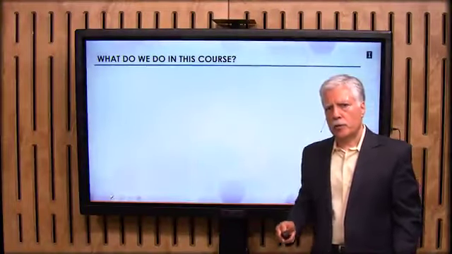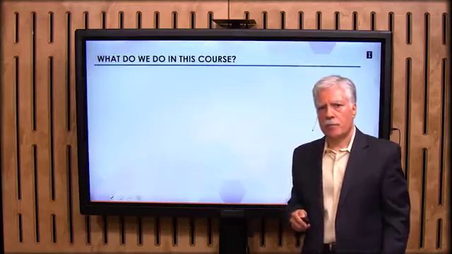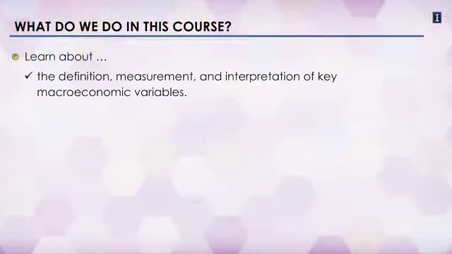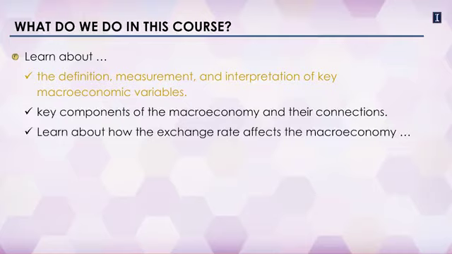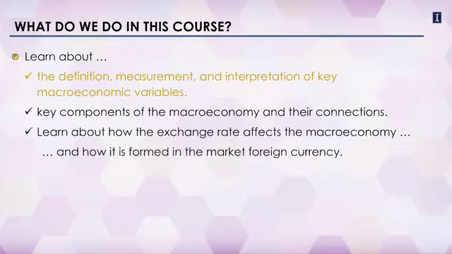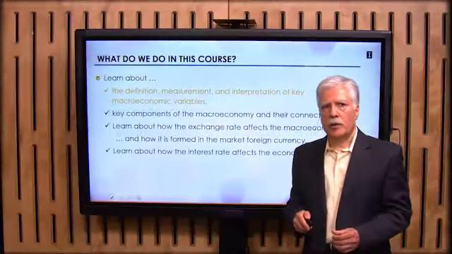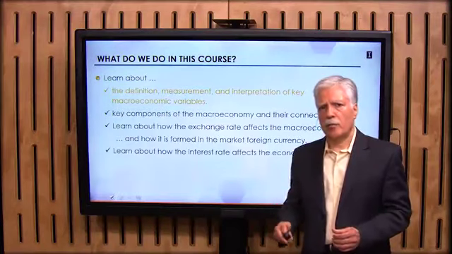So what do we do in this course to help you learn these tools? First, we're going to start with learning about macroeconomic variables, their measurement, and their interpretation. Second, we're going to look at components of GDP, how different parts of the economy interact with each other, and how we can measure different parts of the economy separately and then put them back together. We're going to learn about how the exchange rate affects the macroeconomy and how, in turn, macroeconomic conditions determine the exchange rate. And finally, we're going to be looking at how interest rate is determined and how the money market works.